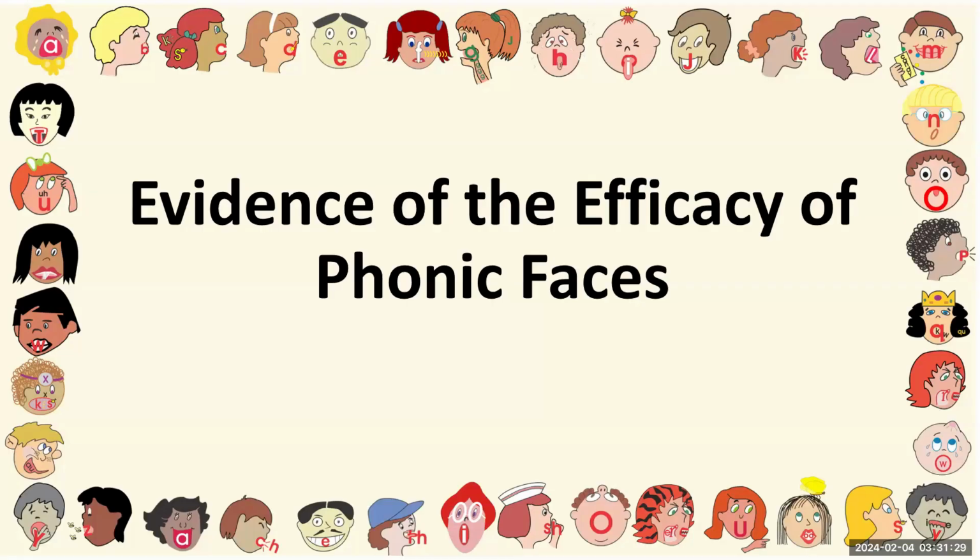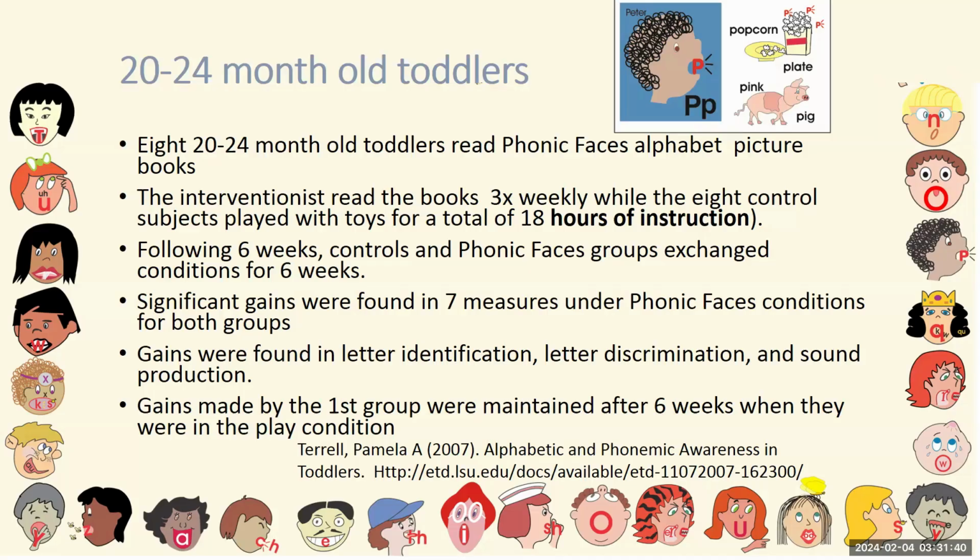All right, I'm going to move quickly through some of these studies on efficacy of phonic faces. A study by Pam Terrell showed that they can be learned by 20 to 24-month-old toddlers. She had 8 toddlers that read Phonic Faces alphabet books. Each group, following their 6 weeks of instruction, had significant gains in 7 measures under the Phonic Faces conditions, and these included letter identification, letter discrimination, and sound production. The gains that were made by the first group before they went into 6 weeks of no treatment, just playing, were maintained after that 6 weeks.